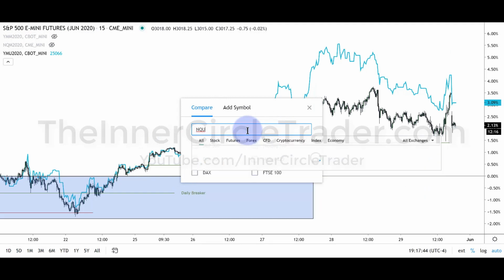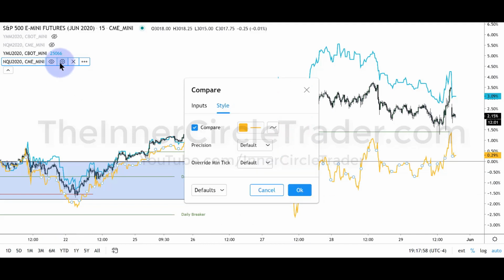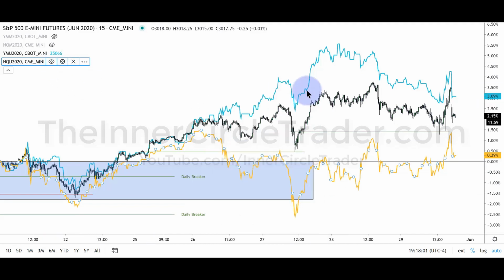And then you would use NQU 2020. That's the NASDAQ E-mini futures for the contract month delivery of September. Click on that, and it adds it there. And you can just click on it and change it to whatever color you want it to be. But I'm not keeping these on the chart because I already have the June contracts comparatively. And then you could just see where the SMT divergences occur.